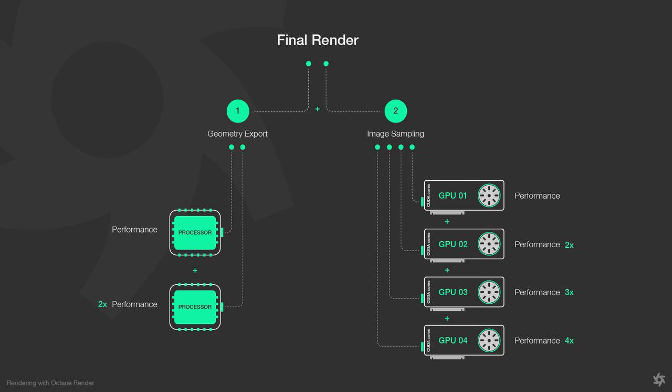In this stage, the engine utilizes all video cards it can find and uses them to sample the scene. The more GPUs are available, the faster the image will render. The time it takes to complete both geometry export and image sampling is the final render time per frame.